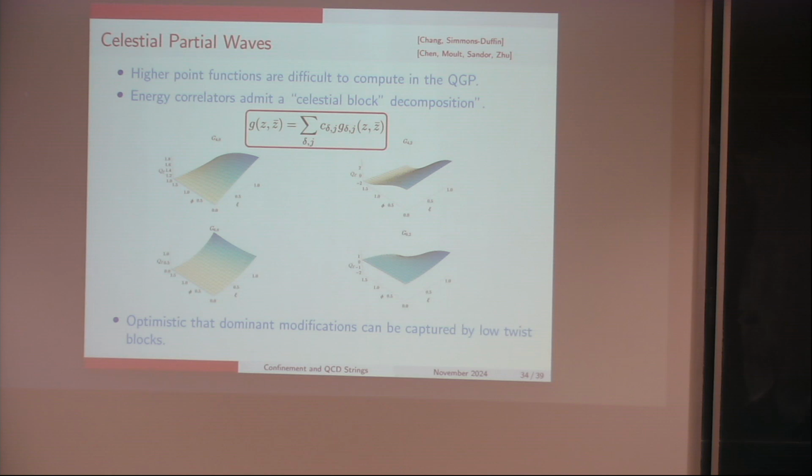Again, just one more comment on this. These are extremely difficult to compute from first principles. The nice thing is that these objects admit what is referred to as a celestial block decomposition. Essentially you just decompose them into certain blocks. These are plots of the shape in this space of these different blocks. The hope is that you can identify modifications of the QGP as coming from particular blocks.